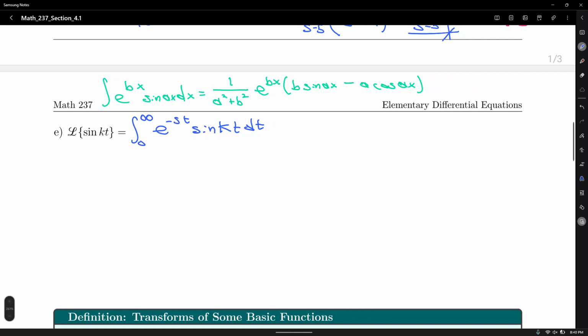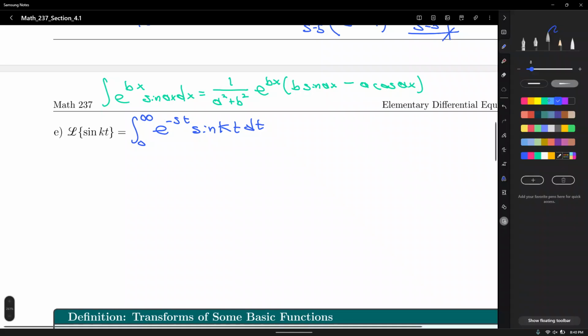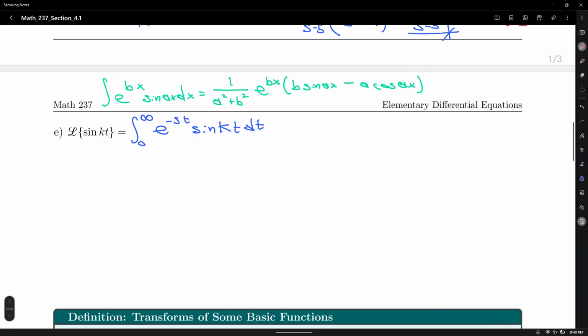Okay, that formula is right here at the top. It's the integral of e to the bx sine of ax dx, that is 1 over a squared plus b squared times e to the bx times b sine ax minus a cosine ax. All right, so in this case, using this integral formula, b equals negative s, and a equals k.